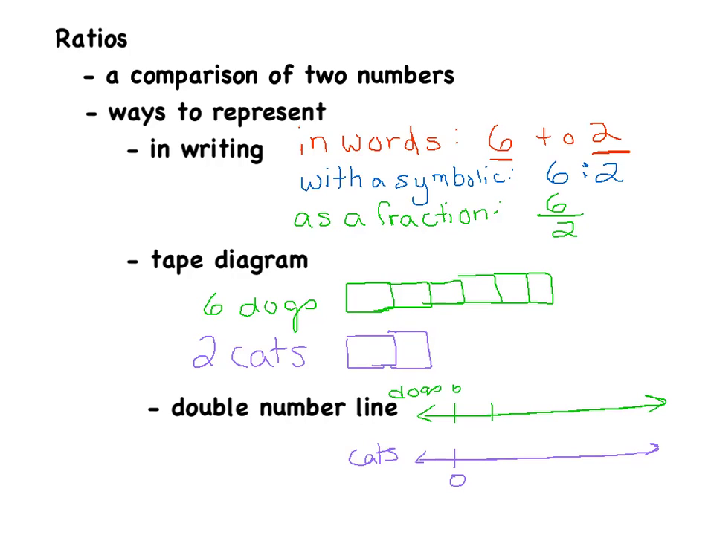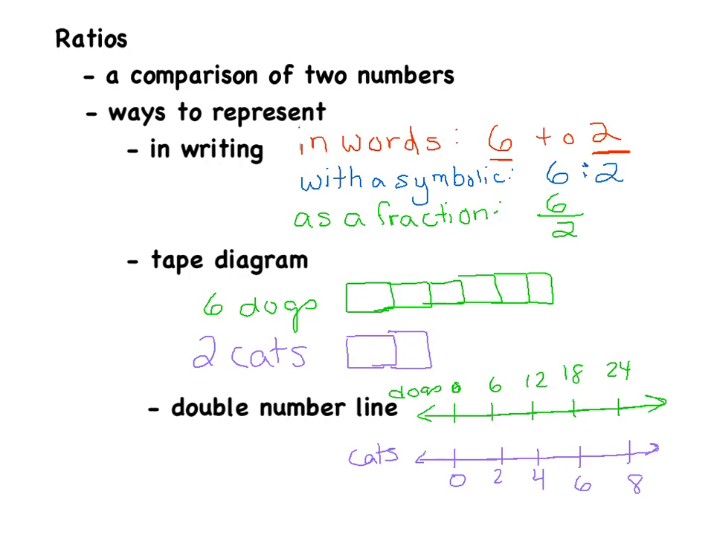But then for every 6 dogs, so we can do 6, we can do 12, we can do 18, we can do 24, so on and so forth. We can represent the number of cats as being 2. Then for every 12 dogs, there's 4 cats. For every 18 dogs, there are 6 cats. For every 24 dogs, there is 8 cats. So once again, these would correspond then to the ratio.